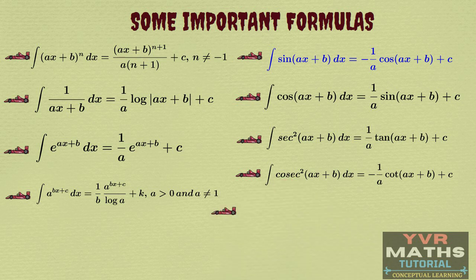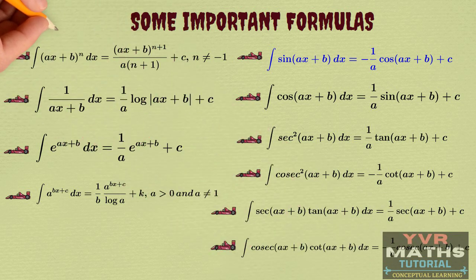See next one, integral secant of ax plus b into tan of ax plus b is equal to 1 by a into secant of ax plus b plus c. See last one, integral cosecant of ax plus b into cot of ax plus b dx is equal to minus 1 by a into cosecant of ax plus b plus c. So these are the important formulas. These formulas will be helpful to solve the problems. So in next class, we will discuss some important problems on these formulas.